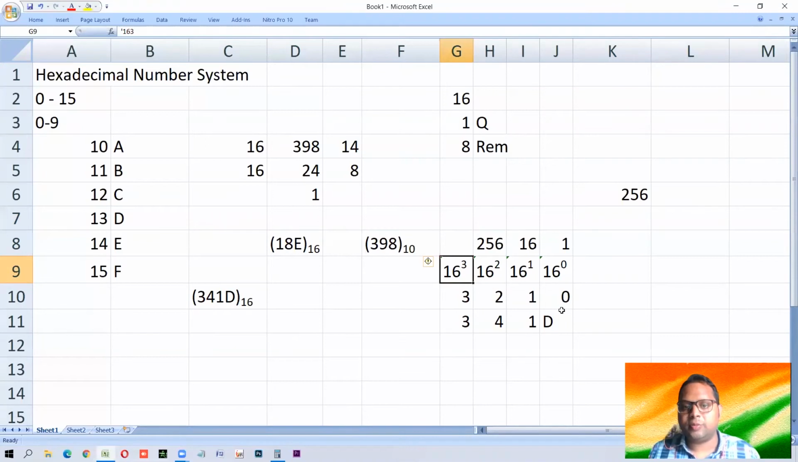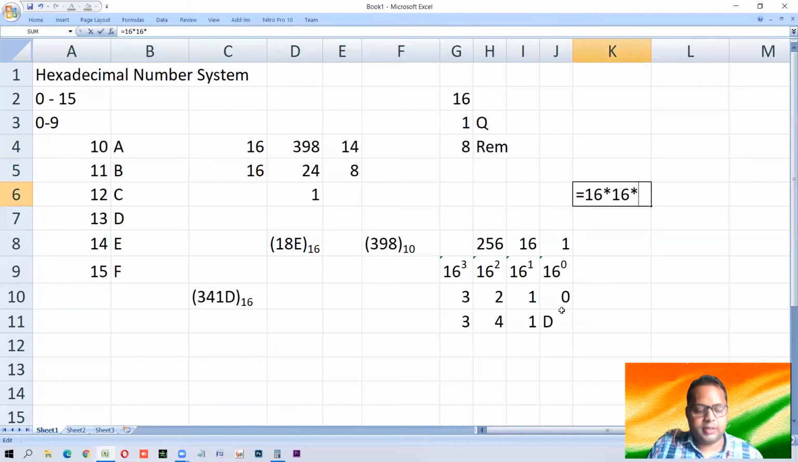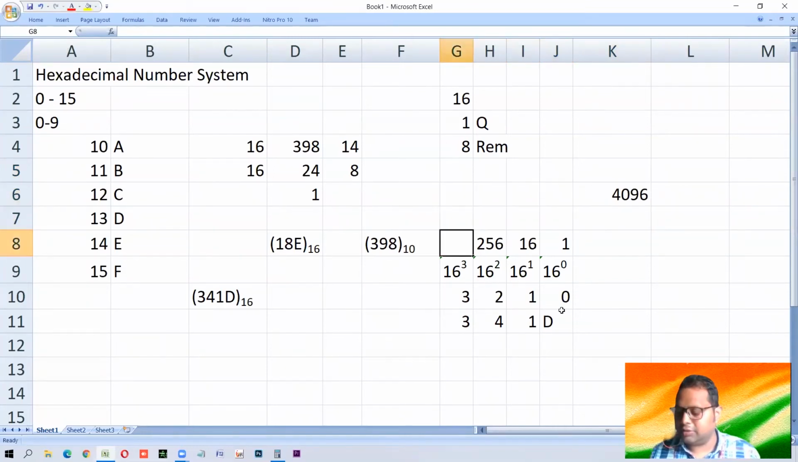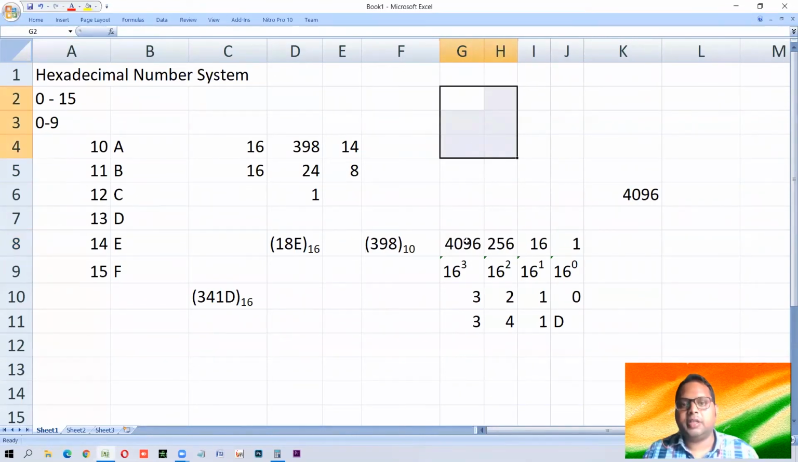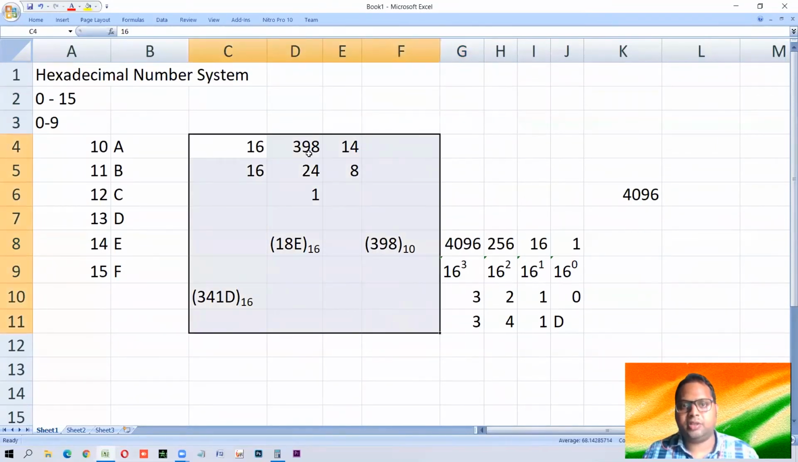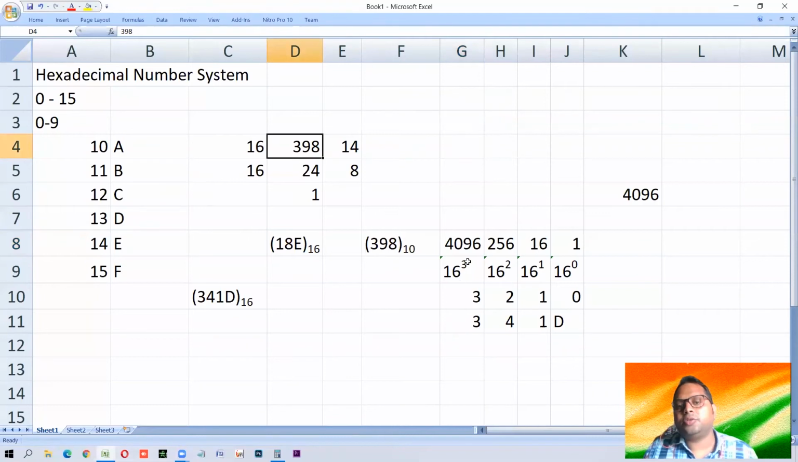Now 16 to the power 3. Press F2 again: 16 into 16 into 16. This will be our answer, 4096. This happens when the column width is not enough, so improve the column width. Let us delete all these things. So this power has come.